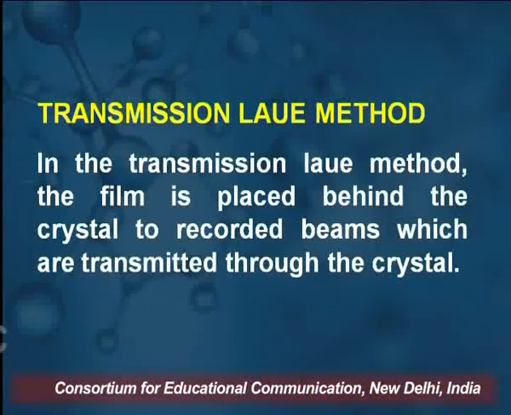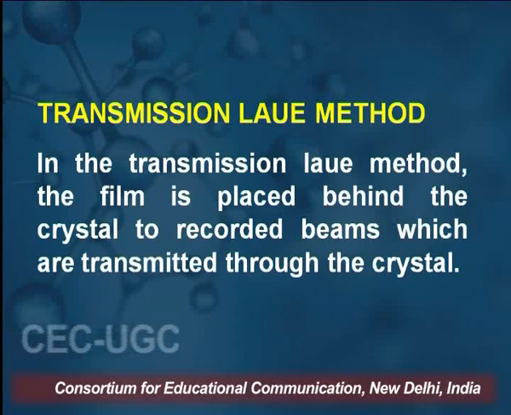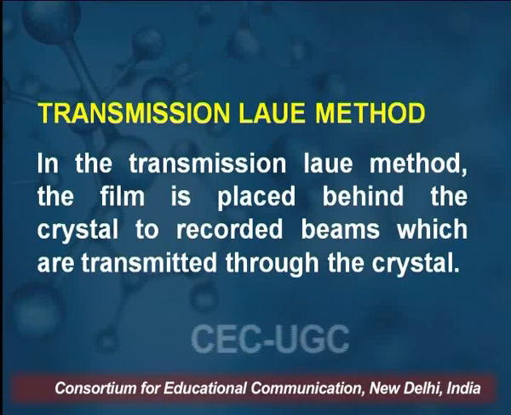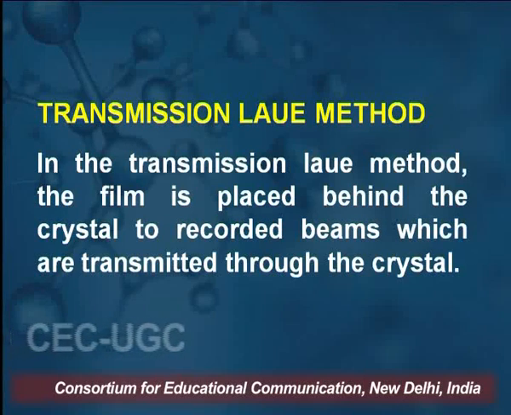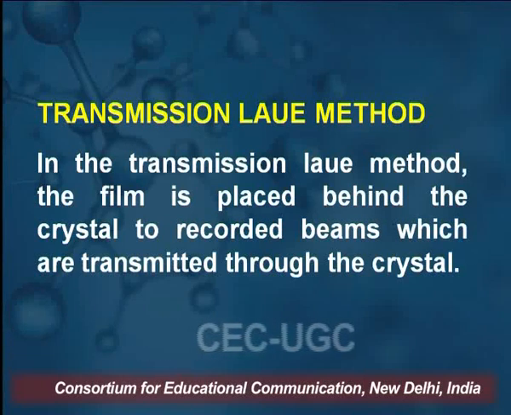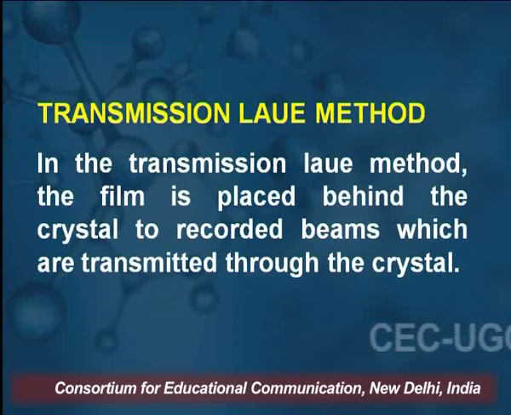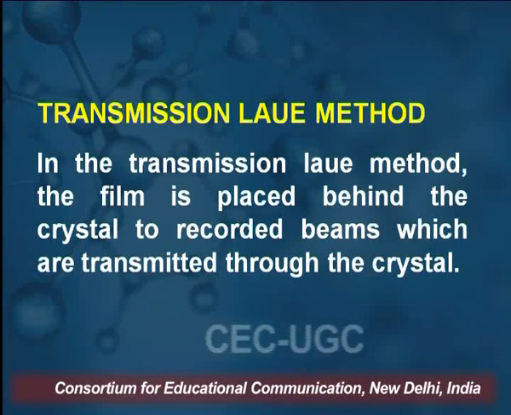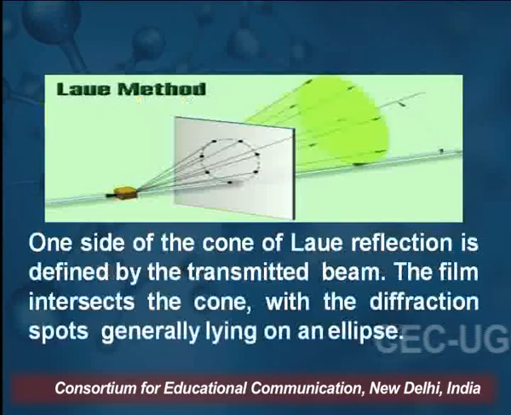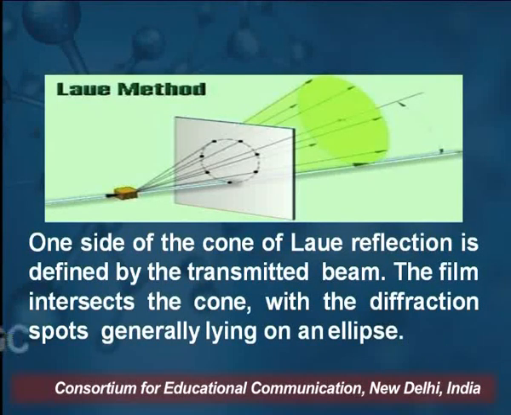In the transmission Laue method, the film is placed behind the crystal, and the pattern is recorded when the beam falls upon a crystal and passes through the crystal. So in the transmission Laue method, the film is placed behind the crystal to record the beams which are transmitted through the crystal. Here we see in the diagram, one side of the cone of the Laue reflection is defined by the transmitted beam.